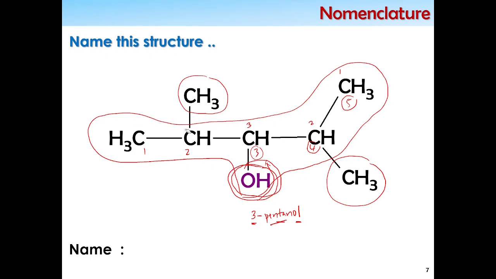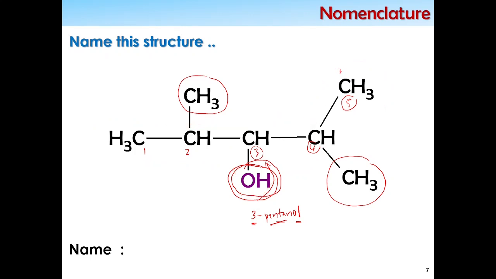Let me erase this one. We are going to use the numbering from the left. Okay, so you have 2-methyl, and then you have 4-methyl, and this is the same. So it will be 2,4-dimethyl because you have two same groups. So if you combine, it will be 2,4-dimethyl-3-pentanol. Okay, and for this one, the class of alcohol, you look at the R.